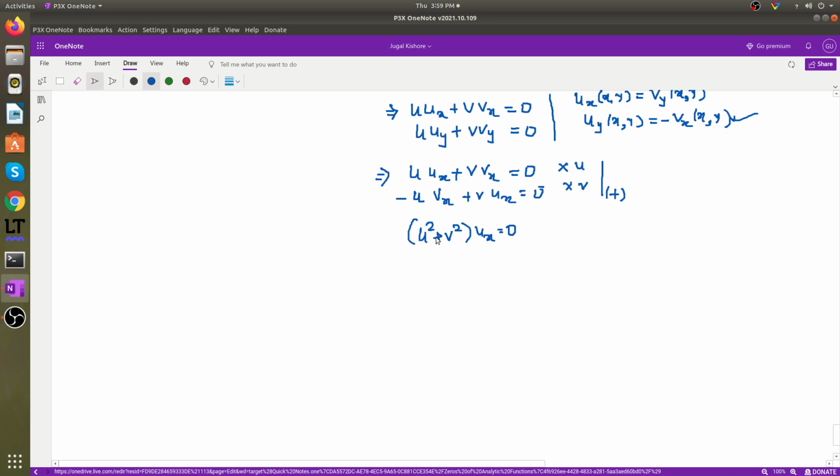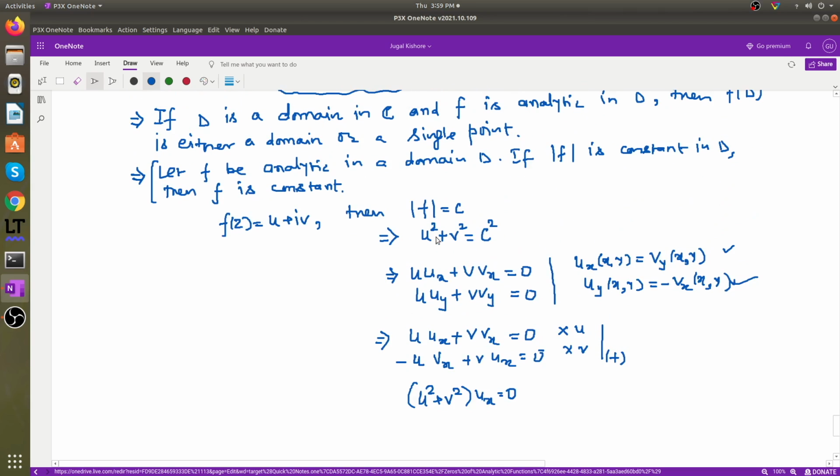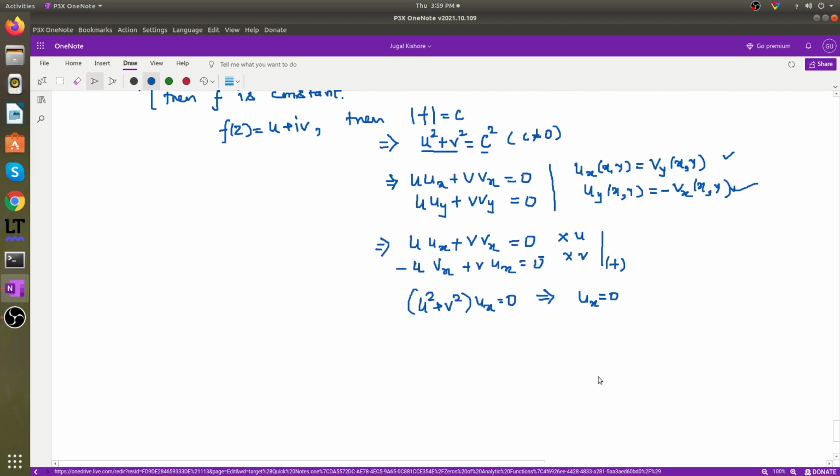Okay, and as we know, u square plus v square is c, so u square plus c square is not equal to 0. Here we should take c as any number not equal to 0. So if c is not equal to 0, it means we are getting that ux is equal to 0. So we have obtained that ux is equal to 0.